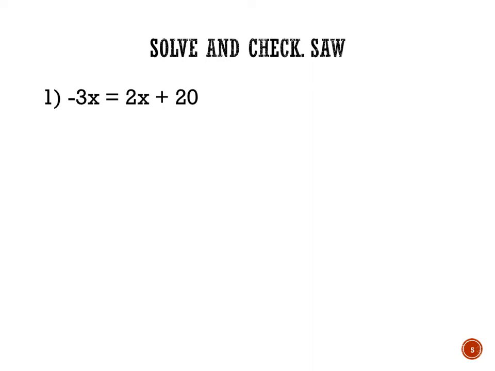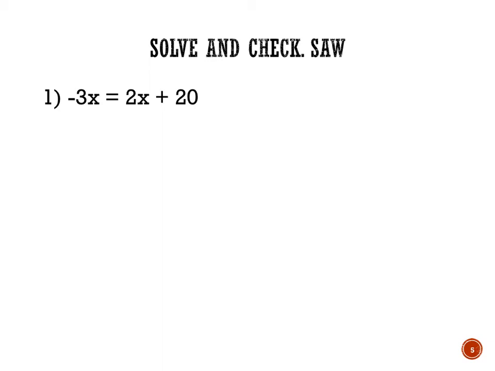Okay. Number 1, negative 3x equals 2x plus 20. Now look at my steps. Do I need to distribute? No. Do I have like terms on one side of the equation? No. And I'm going to collect my variables to one side.